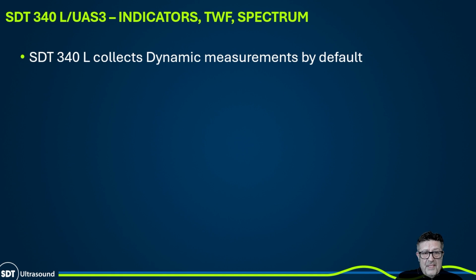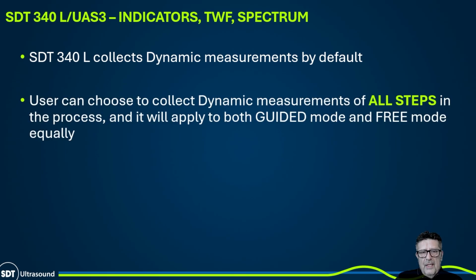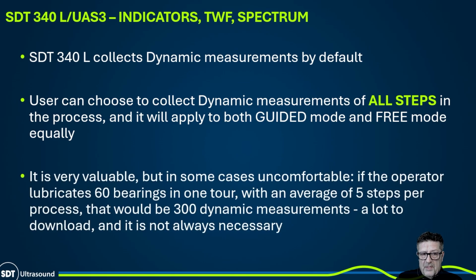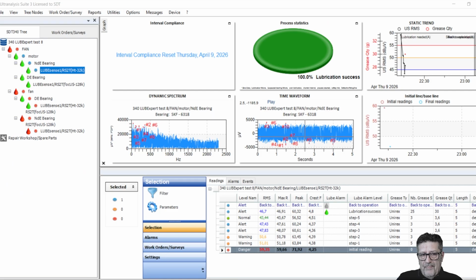SDT340 by default collects dynamic measurements, meaning time waveform and spectrum for each measurement. Now, when we are lubricating, we can choose to collect dynamic measurements of all steps in the process. That means that sometimes in the process we will have 3, 4, maybe 5 steps, and we can collect time waveform and spectrum from each step during the lubrication process. It is very valuable, especially when there is a potential defect on a bearing, and we can make analysis during the lubrication in each step and understand how it behaves.